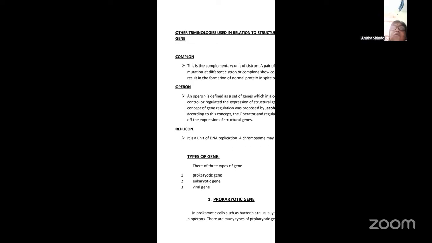Apart from the three concepts with reference to the structure of a gene, that is muton, recon, and cistron, the other terminologies in relation to the structural gene are the complan, operon, and replicon. The operon helps in the operon concept, whereas the complan is a complementary unit of cistron, which helps in the formation of normal protein, and the replicon helps in the replication phenomenon. So this is all about the other terms apart from the common three regions that a gene possesses.